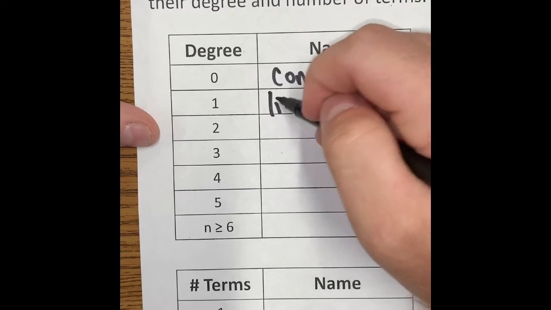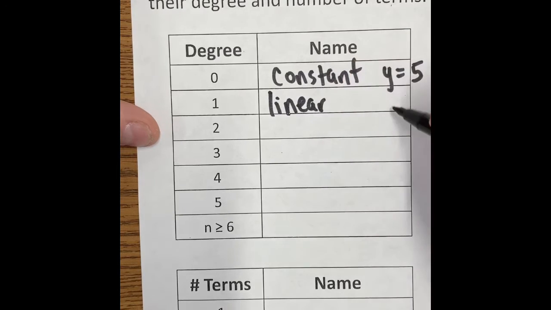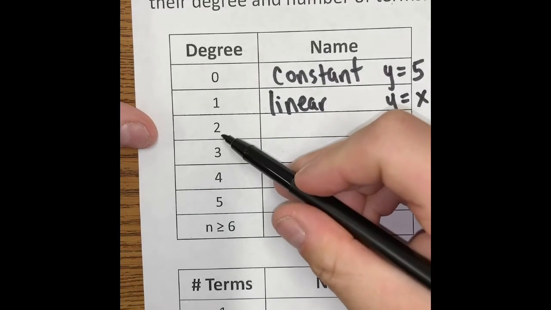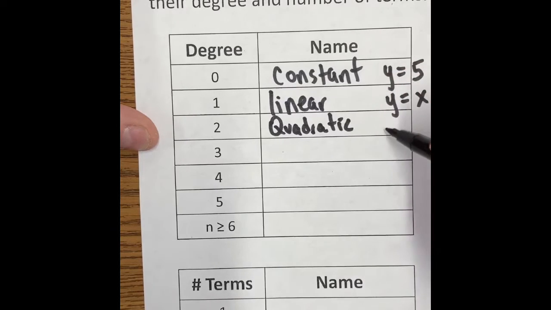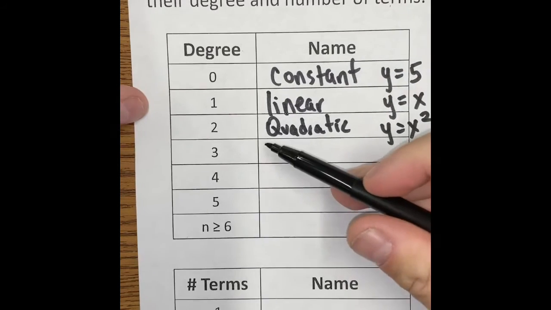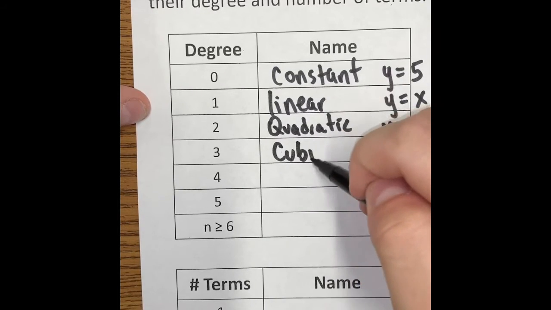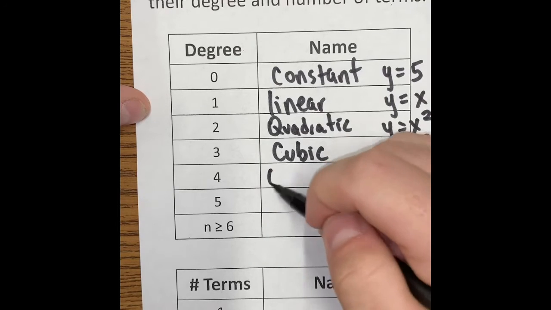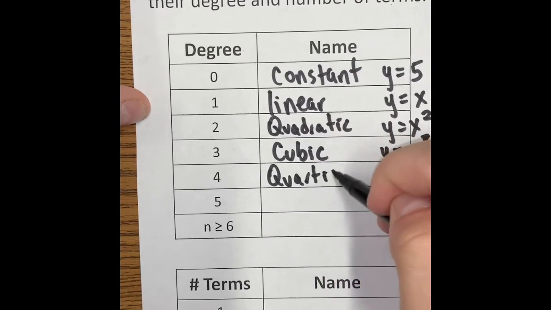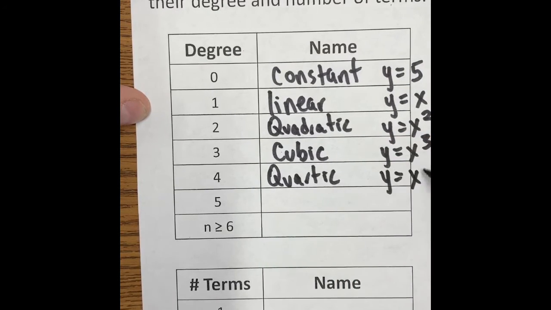1 would be linear. Linear looks something like y equals x. x to the first power would be linear. If the degree is 2, that would be a quadratic, and that would be something like y equals x squared. If the degree is 3, that would be cubic, and that would be y equals x to the third. If the degree is 4, we call that quartic, and that would be y equals x to the fourth.